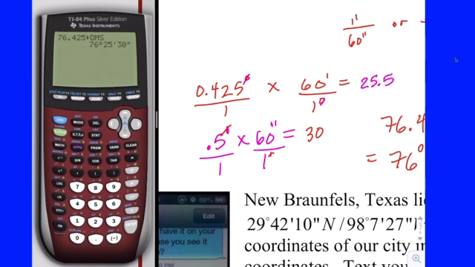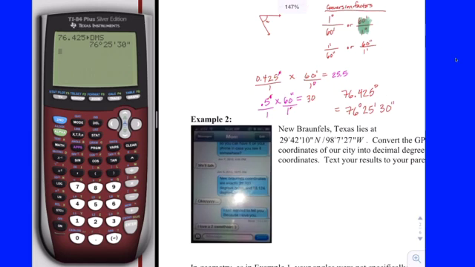Comments, questions, quiz, scopes, concerns that are not about the national championship game? Wow. Okay. So here we go.